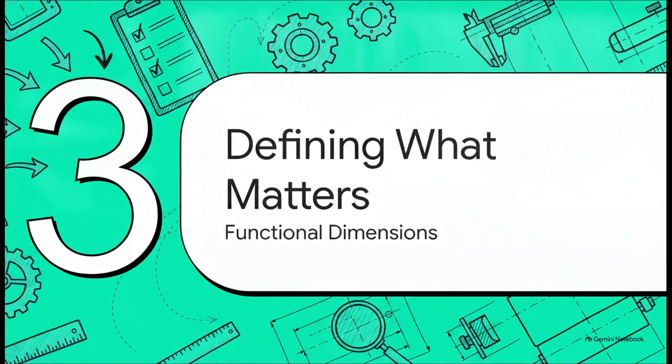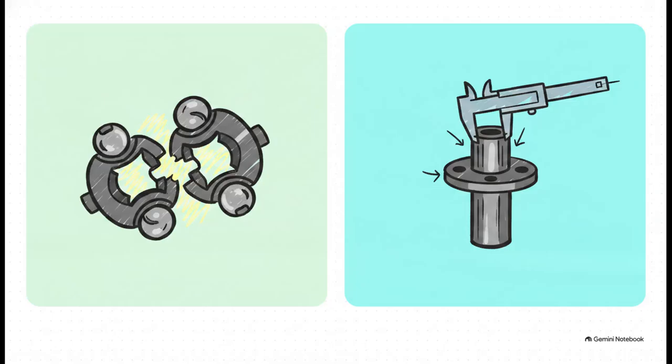All right, Section 3, defining what truly matters. Let's connect this grammar directly back to how it guides engineering design, because here's the thing, not all dimensions carry the same weight. We really must draw a stark contrast here. On one hand, we have functional dimensions. These are absolutely 100% essential to the part working at all or fitting properly into an assembly.